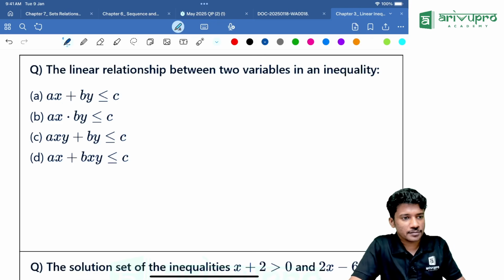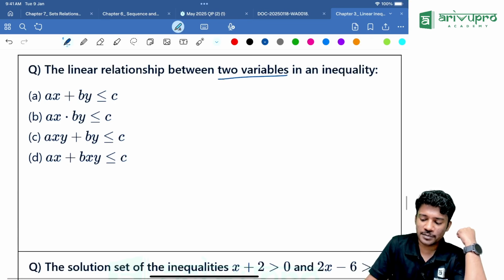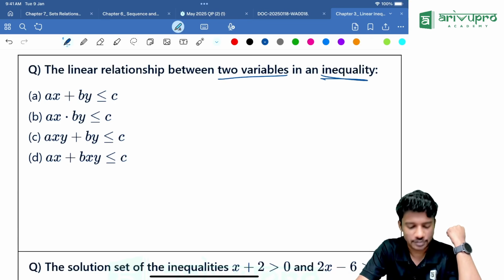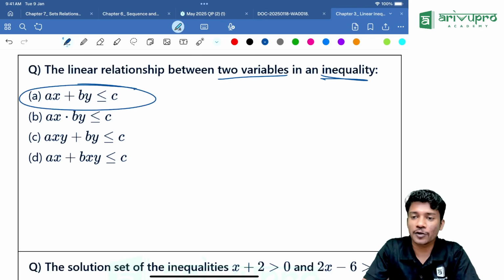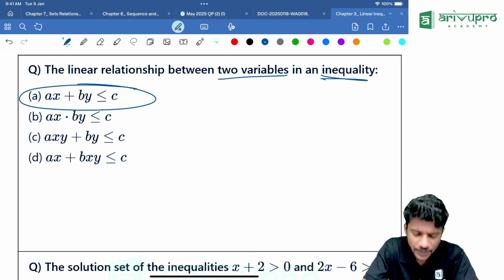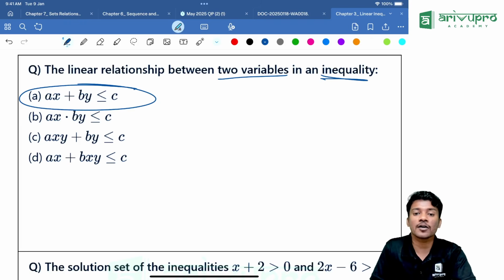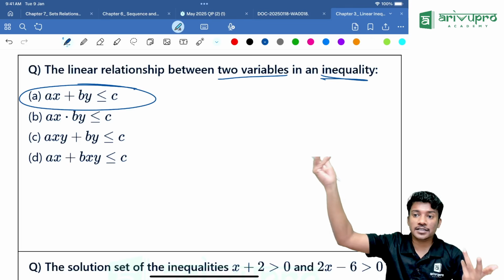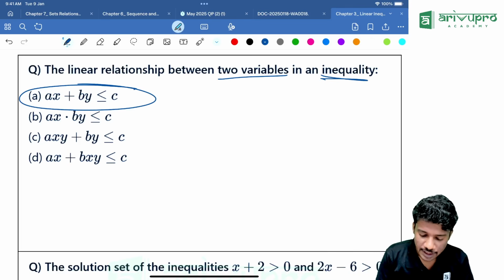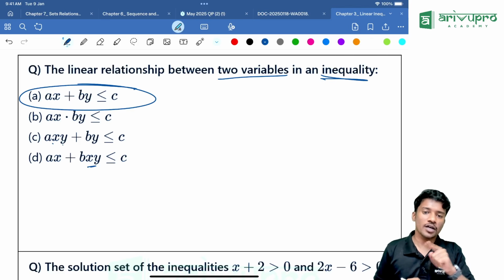A previous year question. Linear relationship between two variables in an inequality is what? Option A, ax plus by less than or equal to c. Now I will tell you why not B. Is it a linear relationship? Multiplication is involved. That means it will become a quadratic relationship. Two unknowns getting multiplied means it becomes a quadratic. Then xy again quadratic. So Option A is your answer.